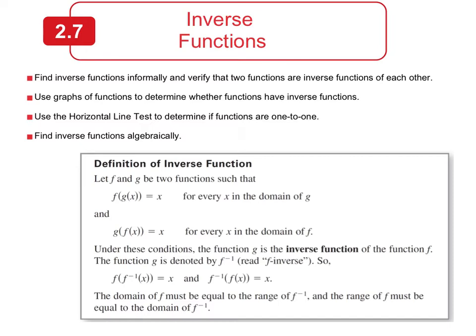So you can see the objectives there written first. Find the inverse functions informally, and we'll talk about what that means, and then verify two functions are inverses. That's a big piece of this section. Use graphs to determine if they have inverses. That's pretty easy. You use something called the horizontal line test. It's pretty simple. And then other than informally, we will find inverse functions algebraically. Informally is used on more simple functions. The algebra process is used on functions that aren't quite as simple.